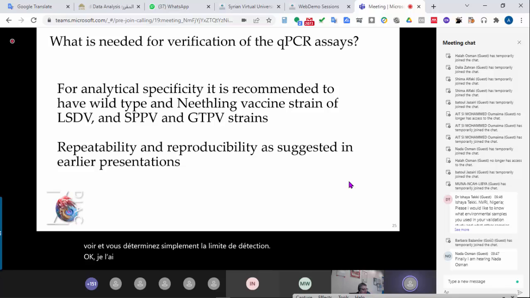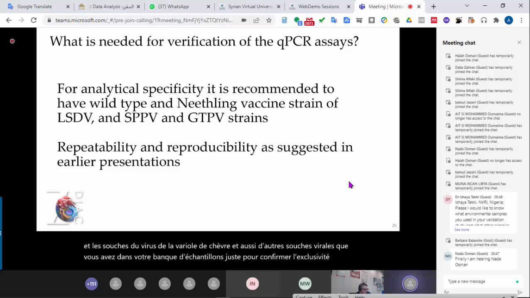For analytical specificity, you need to have these sheeppox and goatpox virus strains, and also some other viral strains that you have in your bank of samples, just to confirm the exclusivity of the primers and probes. And you need to do repeatability and reproducibility as it was suggested in earlier presentation during this training course.